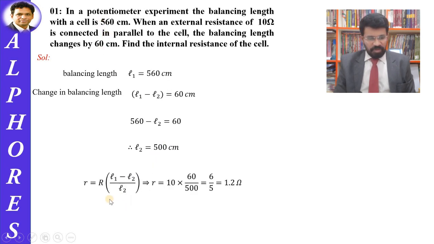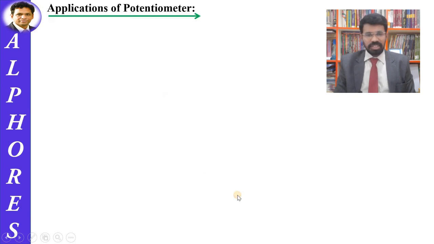Now let us find the internal resistance of the cell. So r is equal to R into (L1 minus L2) by L2. That implies r is equal to, capital R is given as 10 ohms, substitute here into L1 minus L2 is 60 by L2 is 500. So finally the answer is 1.2 ohms. That's how you can find the internal resistance.